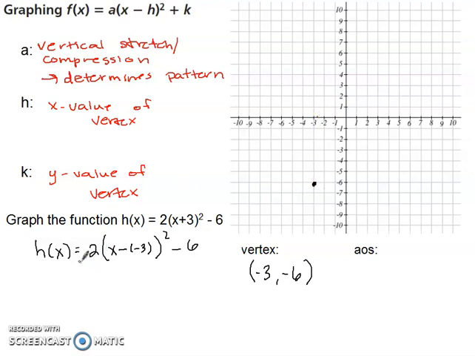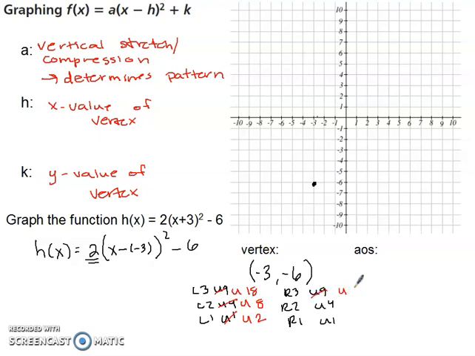And then from there, I use my 2 to determine my pattern. So left 3, up 9, left 2, up 4, left 1, up 1. And then on the right, right 3, up 9, right 2, up 4, and right 1, up 1. But multiplying by 2 changes all my ups. So instead of up 9, I'm going up 18. Instead of up 4, I multiply by 2 and I'm going up 8. Instead of up 1, I multiply by 2 and I'm going up 2. And the same thing for the rights. I multiply all of those up directions by 2 to get my pattern.